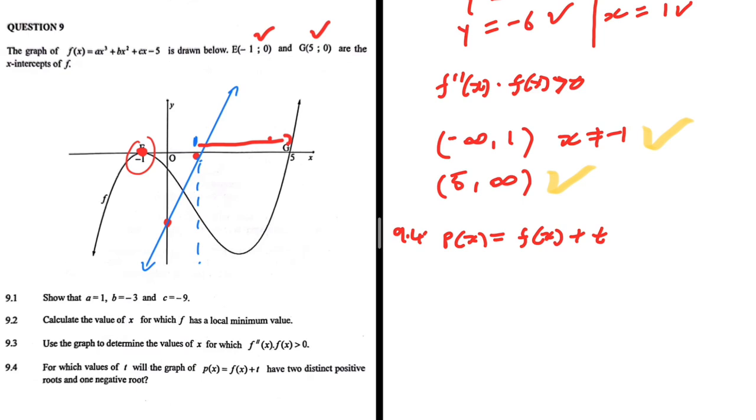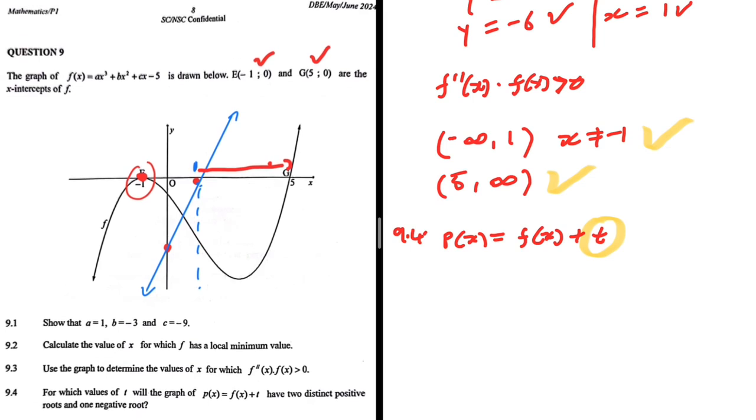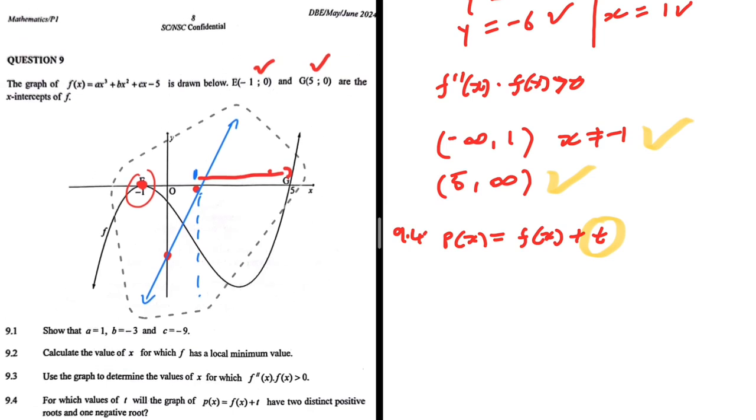But let's go ahead and take a look and see what is happening here. So p of x is equal to f of x plus t. This t is essentially shifting f of x upwards or downwards, depending on what you're trying to achieve. So we want to shift f of x such that we have two distinct positive roots and one negative root. Let me show you what we can do.